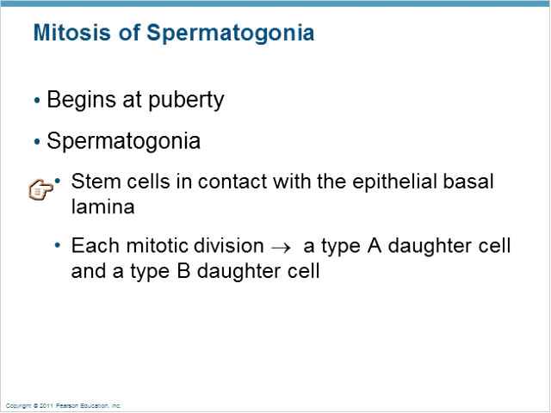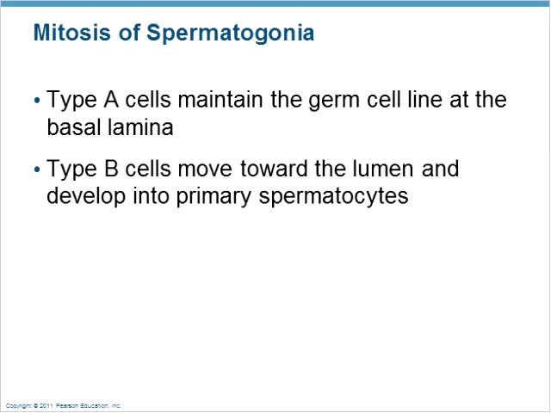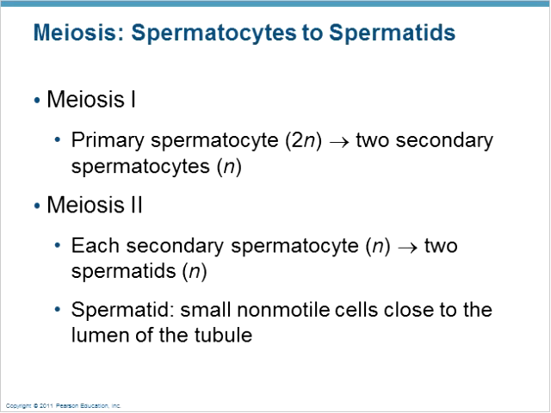Spermatogonia are stem cells that come in contact with the epithelial basal lamina. In each mitotic division, a type A daughter cell and a type B daughter cell are produced. Type A cells maintain the germ cell line at the basal lamina, and type B cells move towards the lumen and develop into primary spermatocytes.